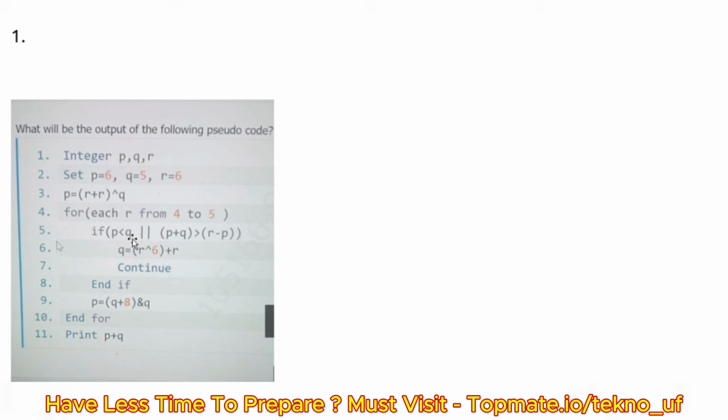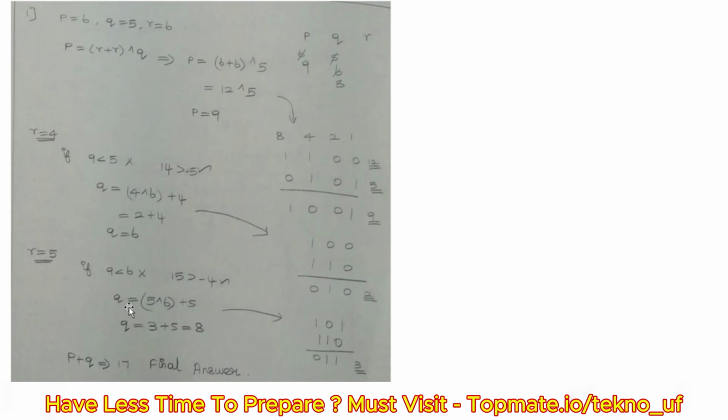So here also, Q equal to R XOR 6 plus R. In this case, R equal to 5. So we can write it like 5 XOR 6 plus 5. For evaluating this, we can use this format. The binary format of 5 is 101 and the binary format of 6 is 110. After evaluating the XOR operation, we will be getting 3 as the answer. So for this part, 3 plus 5 means 8.